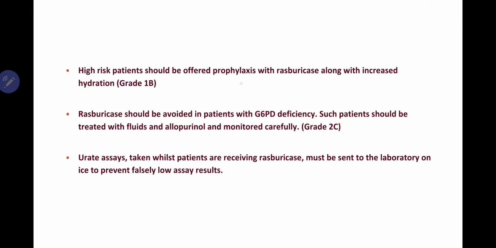High risk patients should be offered prophylaxis with rasburicase along with increased hydration. Rasburicase should be avoided in patients with G6PD deficiency, and such patients should be treated with fluids and allopurinol and monitored carefully. This point must be remembered.